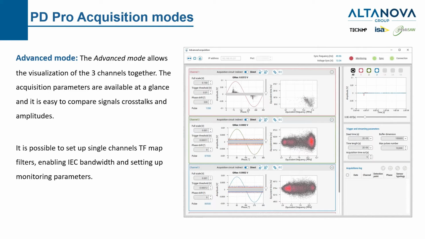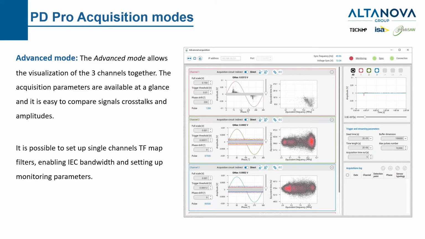The advanced mode, together with the operator mode, is oriented to a more skilled operator that wants to have control over many of the parameters that we can have during a PD acquisition. The advanced mode is strongly oriented to a 3-phase acquisition. If you see, we have 3 rows. Each row corresponds to a channel of the PD acquisition unit, and the PD data will stream on the 3 rows simultaneously. On the top right of the window, we also have a waveform pulse streaming related to the three different acquisitions.